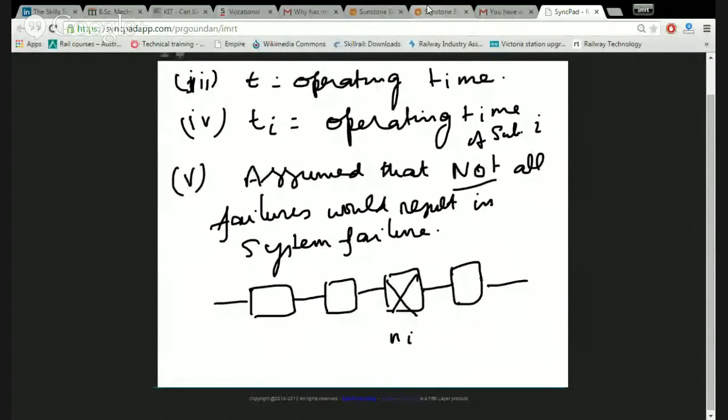A simple thing here would be maybe this subsystem has got an arrangement like this. So one fails, the other one is working, the chain is working. Chain will still continue to work. So this subsystem failure here does not result in the overall failure because this has got some kind of a redundancy. So this is one of the assumptions.